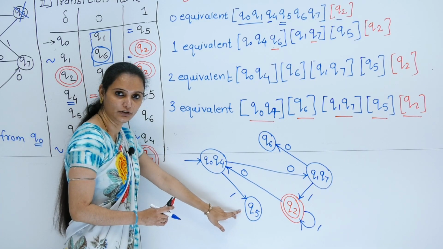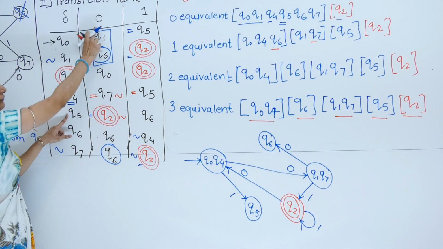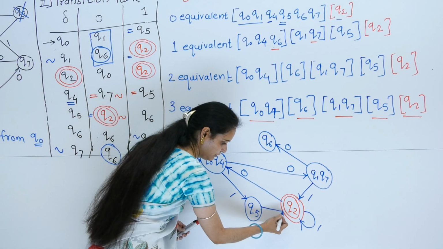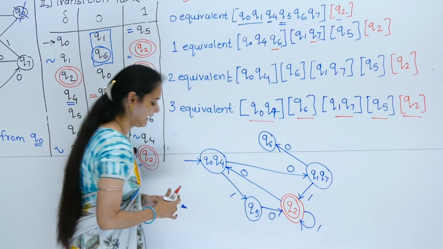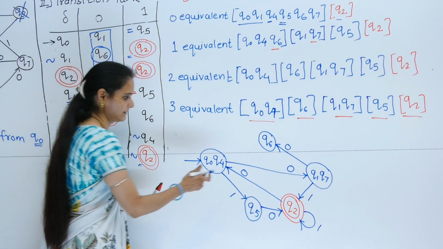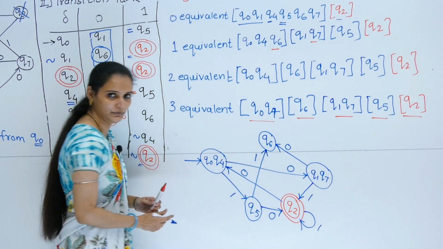Then next is the Q5. Q5 on input 0, it goes to Q2. And Q5 on input 1, it goes to Q6. So on input 1, it goes to Q6.